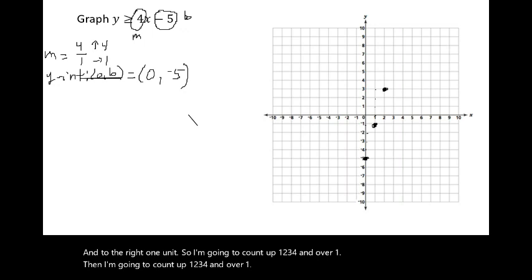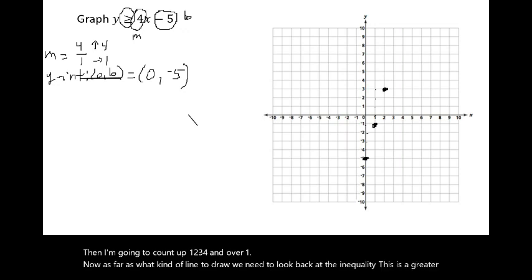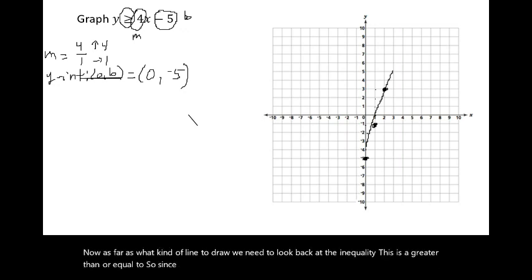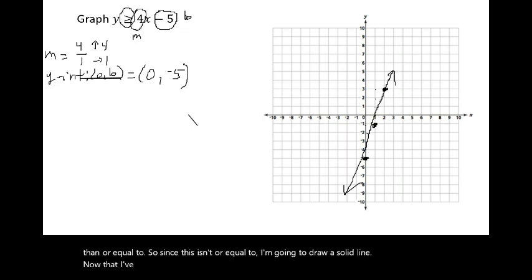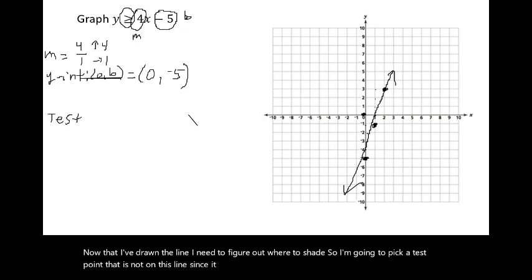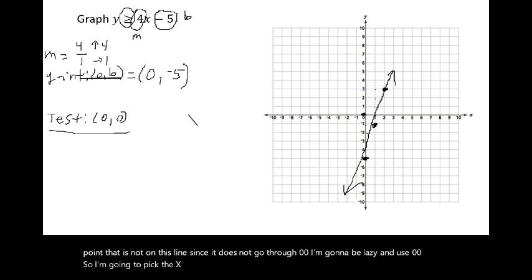Now, as far as what kind of line to draw, we need to look back at the inequality. This is a greater than or equal to. So since this is an or equal to, I'm going to draw a solid line. Now that I've drawn the line, I need to figure out where to shade. So I'm going to pick a test point that is not on this line. Since it does not go through 0, 0, I'm going to be lazy and use 0, 0. So I'm going to take the x-coordinate of the point I chose and plug it in for x. I'm going to take the y-coordinate of the point I chose and plug it in for y.